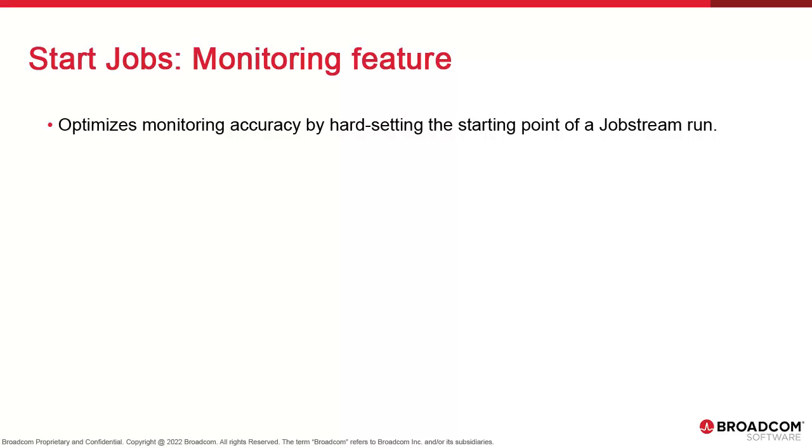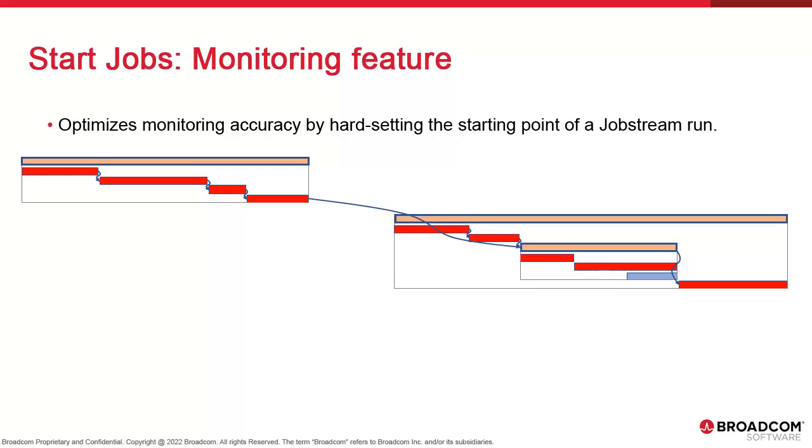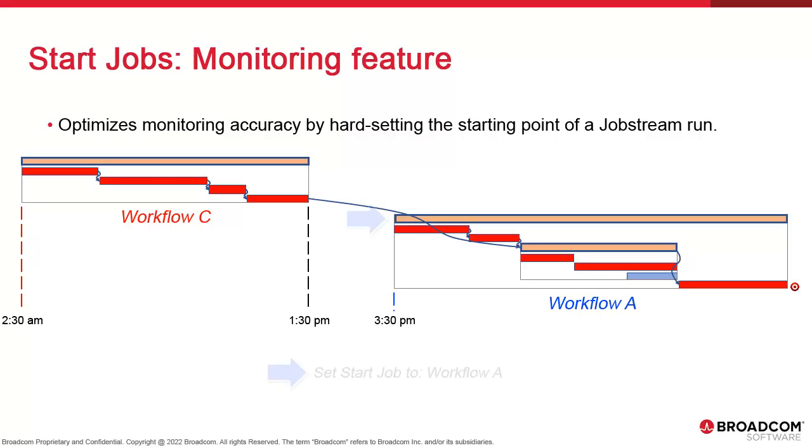Let's provide an example. We've created a job stream with a target job set to the last job of a workflow A. It's scheduled to execute every day at 3:30 p.m. The workflow is configured with an upstream dependency on some other workflow C, also executing every day but much earlier, and so it's not part of the natural cycle of the underlying process. We don't want these predecessors to start the job stream run or monitoring to begin. Monitoring should focus on workflow A. We set workflow A as the job stream start job.